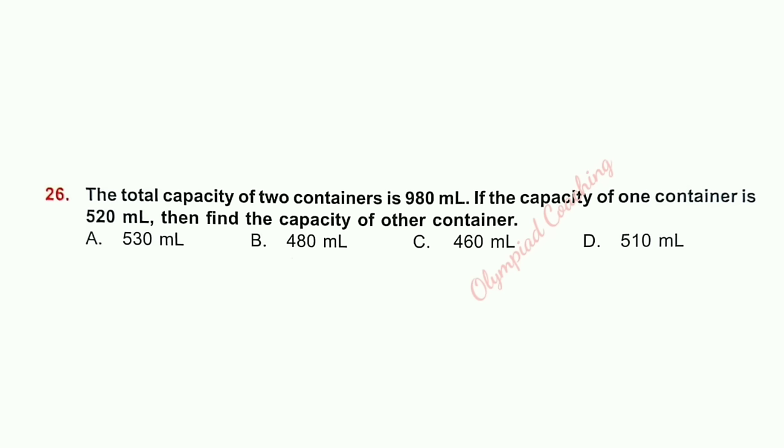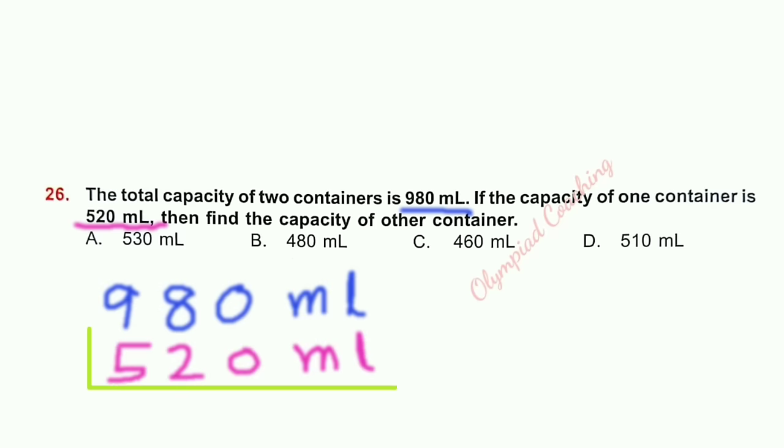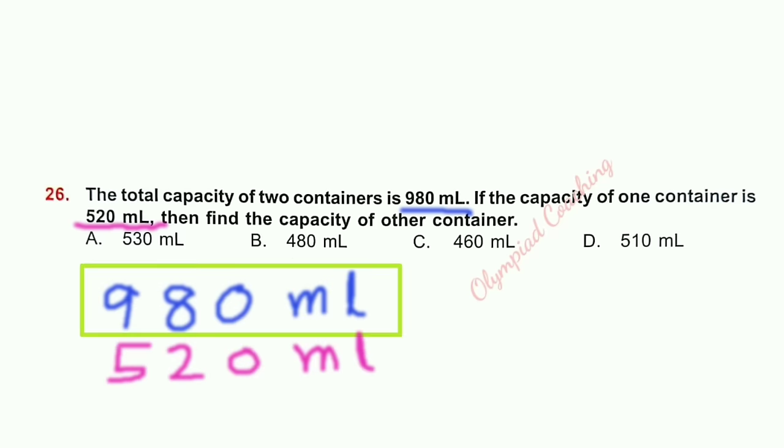Question number 26. The total capacity of 2 containers is 980 milliliters. If the capacity of 1 container is 520 milliliters, then find the capacity of other container. Total capacity 980 milliliters. Capacity of 1 container 520 milliliters. So subtracting capacity of 1 container from total capacity of 2 containers, we can get the capacity of other container.